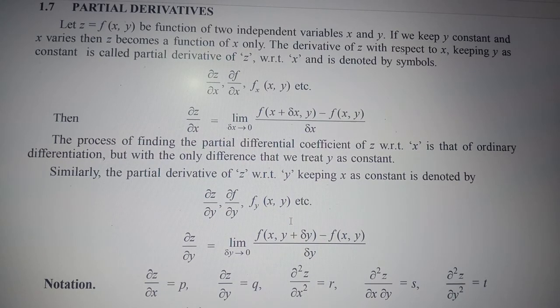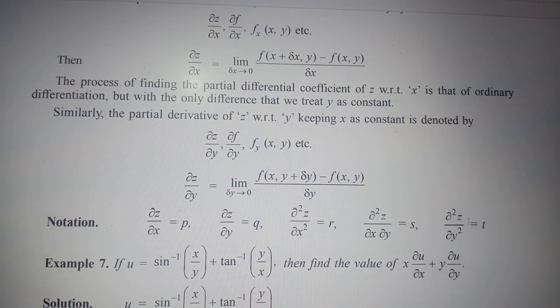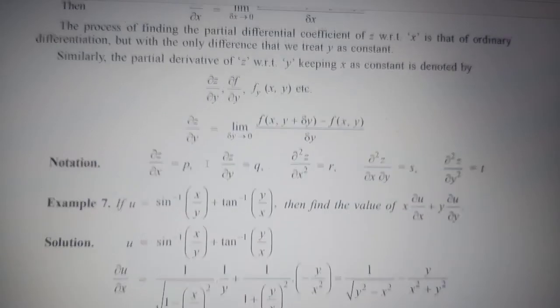What is the difference between partial differentiation and ordinary differentiation? The only difference is that we are keeping one variable as constant, and the other is not. Next, we give the partial derivative of the function with respect to y, that is dou z by dou y and dou f by dou y, f y of x comma y. These are the representations of the partial derivative with respect to y, and this is the equation for it. Okay, and we can represent it like this. So, one example we are giving here.